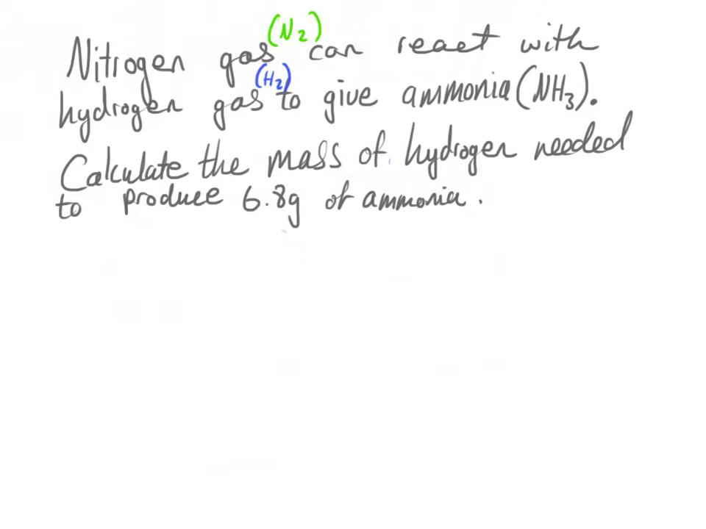The question says nitrogen gas can react with hydrogen gas to give ammonia, which is represented by NH3. Calculate the mass of hydrogen needed to produce 6.8 grams of ammonia. So the first thing I'm going to do is create a balanced equation involving N2, H2 and NH3. So nitrogen gas, which is N2.